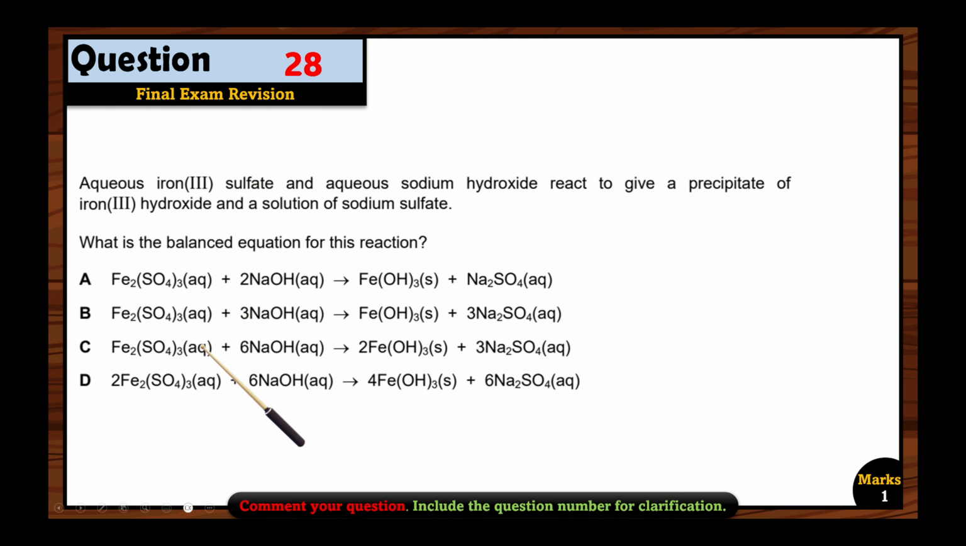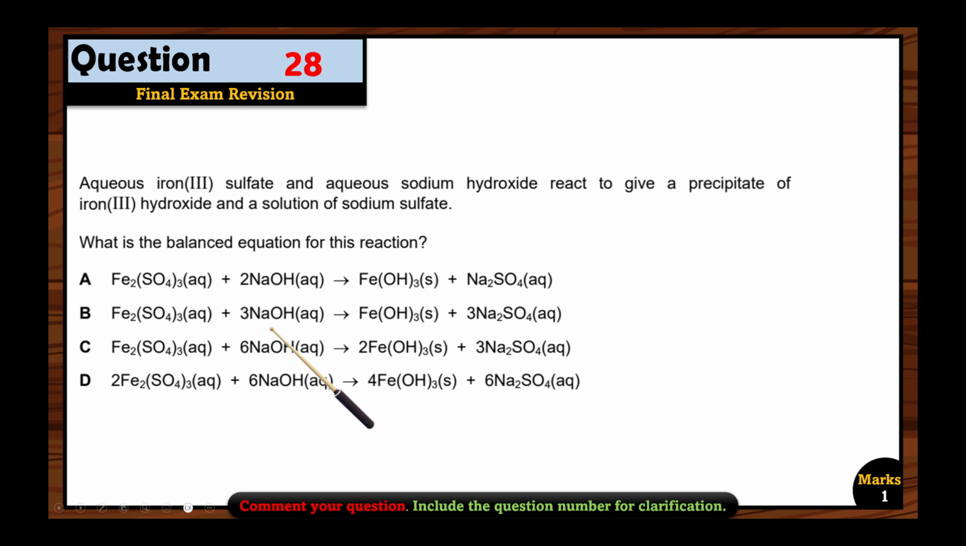How many iron do we have here? 2 in the reactants, but in the product we have just 1. So this option is rejected. Again, let's see here. We have 2 iron, but here we have 1, rejected. In C, iron is 2. Here we also have 2 iron. So now let's look at the second part, SO4. How many do we have? 3 here. We also have 3 SO4 here, right? So that's right. Now how many sodium do we have? We have 6 sodium. Yes, 3 times 2 is 6. We have 6 sodium here.